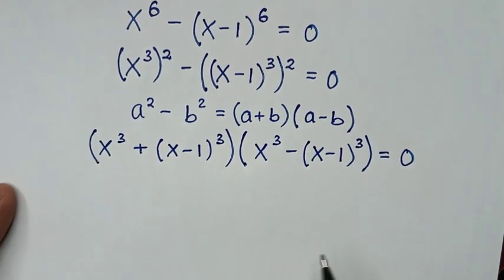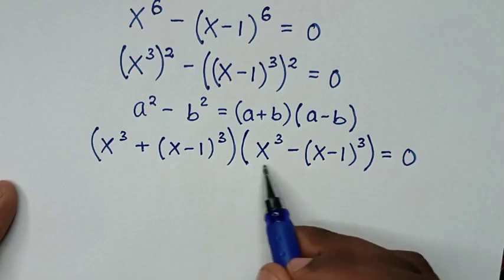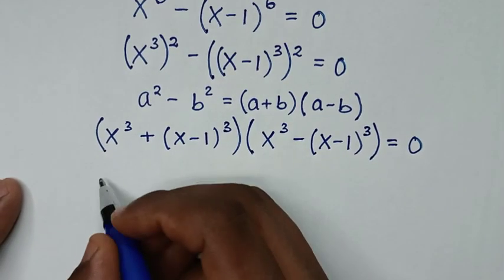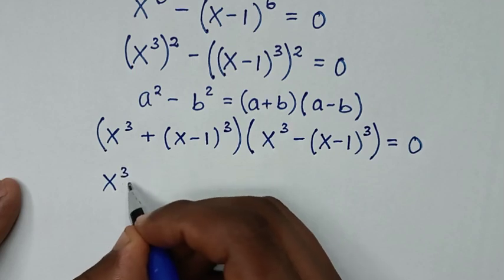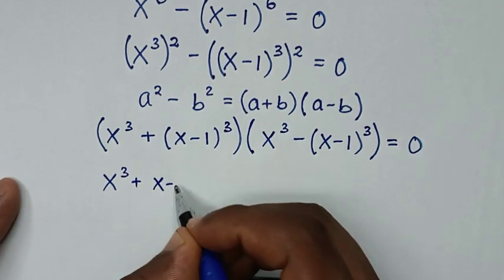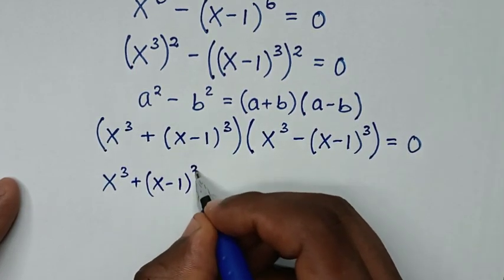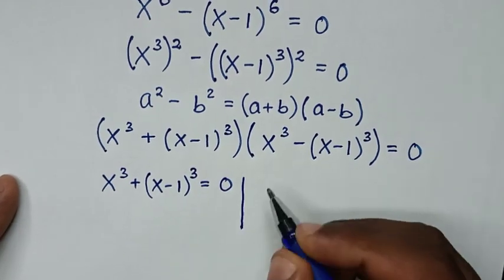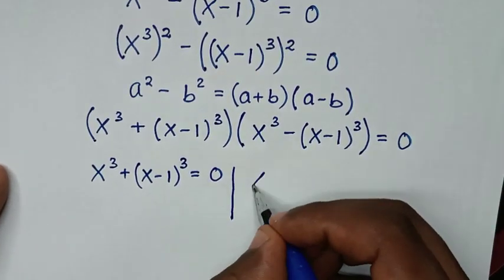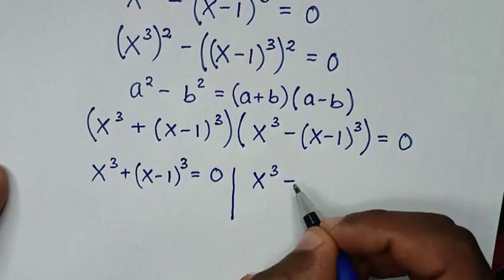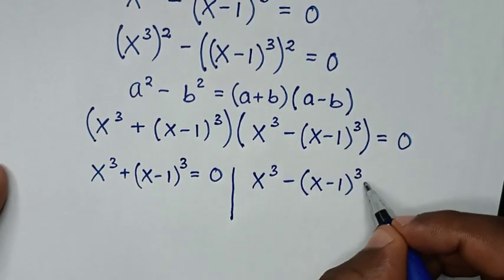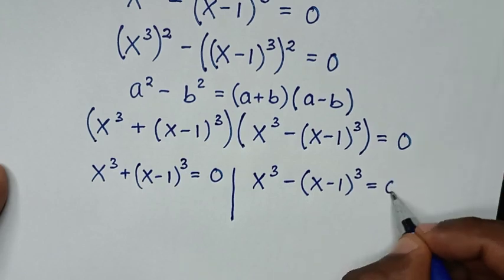Then in the next step, now here we have two solutions. This is the first solution, which is x^3 + (x - 1)^3 is equal to 0. And this is the second solution, which is x^3 - (x - 1)^3 is equal to 0.